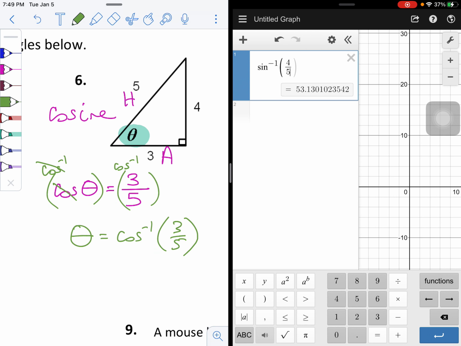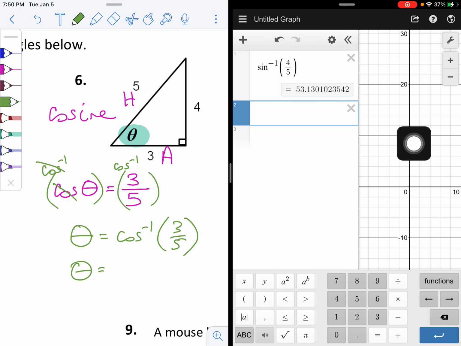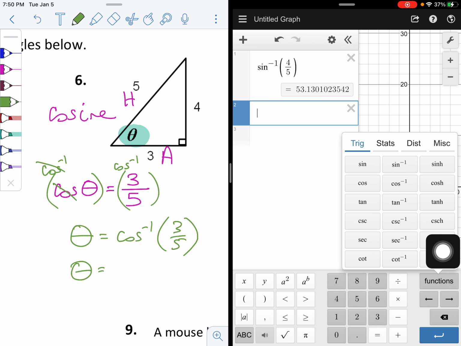So I have Desmos up. I'm going to go ahead and use it again. Now, it shouldn't be any shock. We're going to get the same answer as the last problem, but this is just showing you that it does work. So we're going to grab the functions.